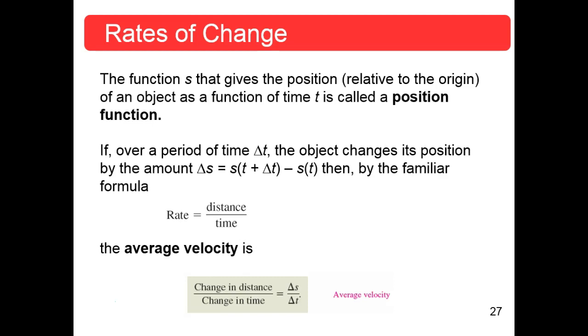The function s that gives the position relative to the origin of an object as a function of time is called the position function. s of t is usually what they use for a position function. If over a period of time, delta t, a little change of time, the object changes its position by amount delta s, then delta s would be s of t plus delta t, where it was a little bit past t, minus s of t, where it was before you started the motion, right? So that's your delta s. Then by the familiar formula that rate is equal to distance over time, we have the average velocity is the change of distance over the change of time. Change of s over change of t. Your average velocity formula. Okay.